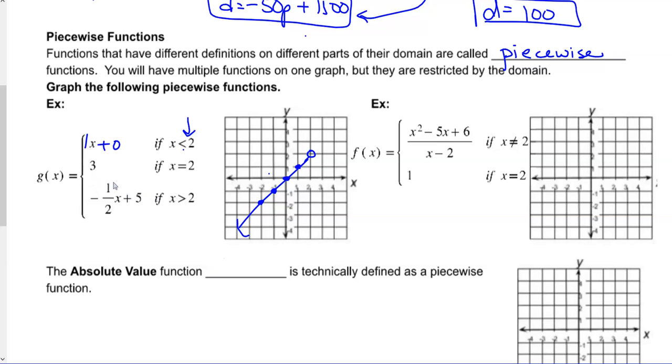Now look at what happens when I'm equal to 2. That's only one spot. The kick out of that function is 3.